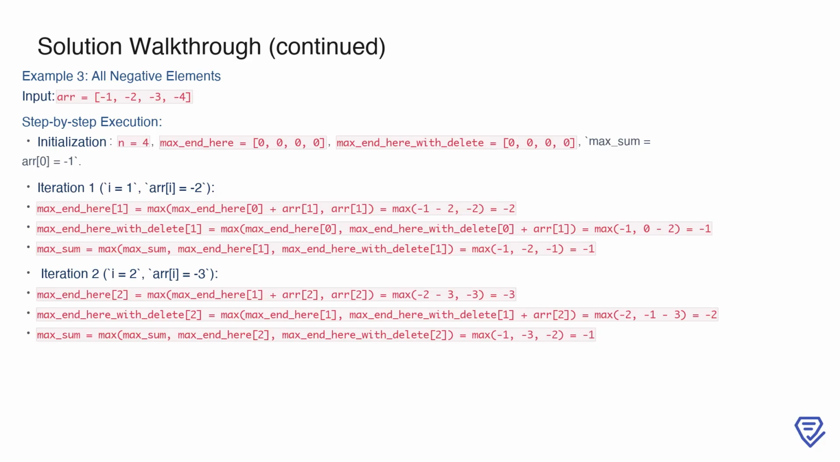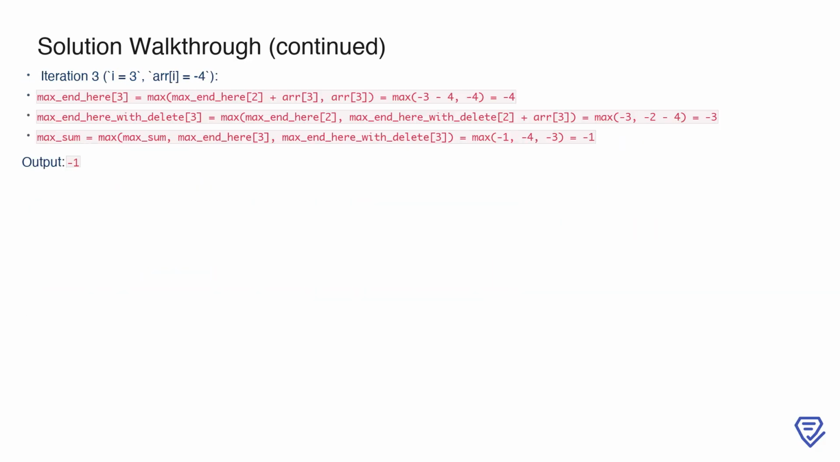At i equals 1, with arr[1] as -2, we calculate max_end_here[1] as -2, and max_end_here_with_delete[1] remains -1. The max_sum stays at -1 because it is the highest value among the three. For i equals 2, with arr[2] as -3, max_end_here[2] becomes -3. max_end_here_with_delete[2] is calculated as -2, by comparing -2 and -4. The max_sum remains unchanged at -1, as it is still the largest value.